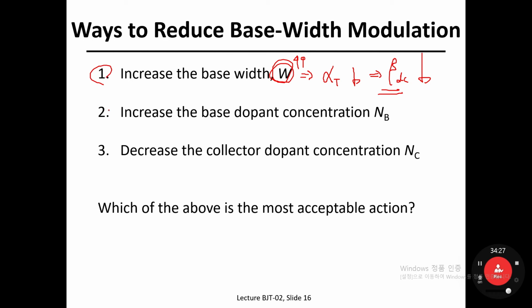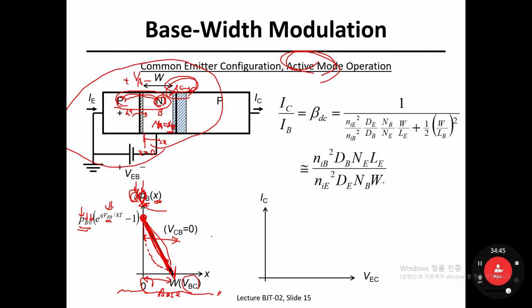Okay. And the second way to reduce base width modulation is as follows. You can increase the base dopant concentration, in other words, your donor concentration in the base, N sub B. Going back to this equation, I'm talking about this N sub B. If this N sub B is very high, then you may avoid this base width modulation.